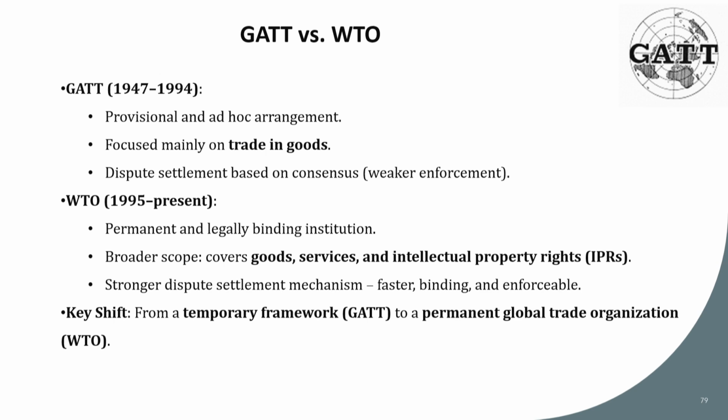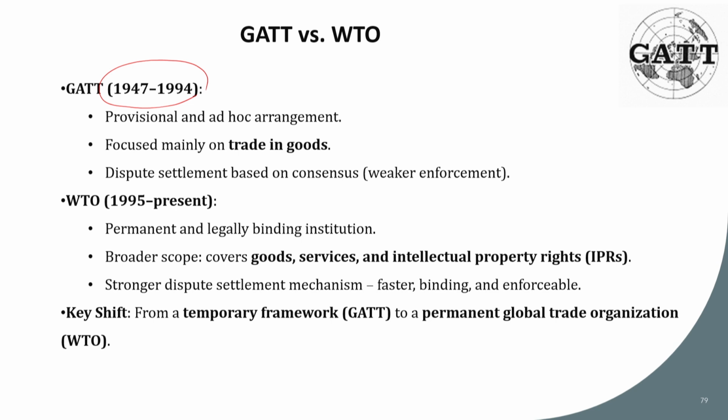Let us make a distinction between GATT and WTO. As I mentioned, the GATT period was from 1947 to 1994, and it mainly provided provisional and ad hoc arrangements. Importantly, it focused mainly on trade in goods, and dispute settlement was mainly based on consensus. That means there was weaker enforcement; there was no binding law or rules that the member countries had to follow.